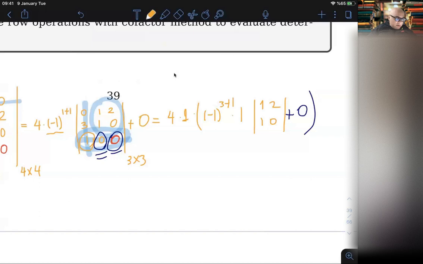So finally, I reduce to 2 by 2. I can still use expansion. Expansion is still valid for 2 by 2 as well, but I don't need to do that. I already know what this is. So this is 4 times, now this is 1, then I get 1 times 0 minus 1 times 2. So this gives me minus 8.